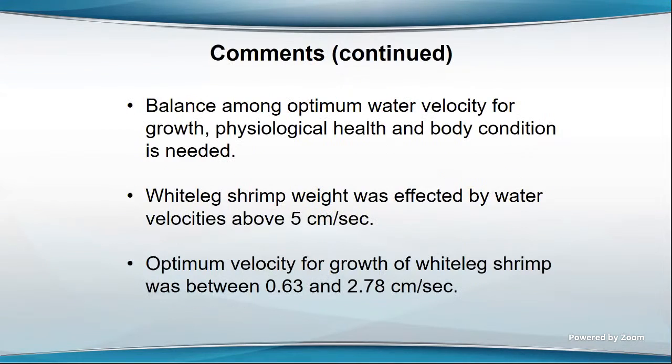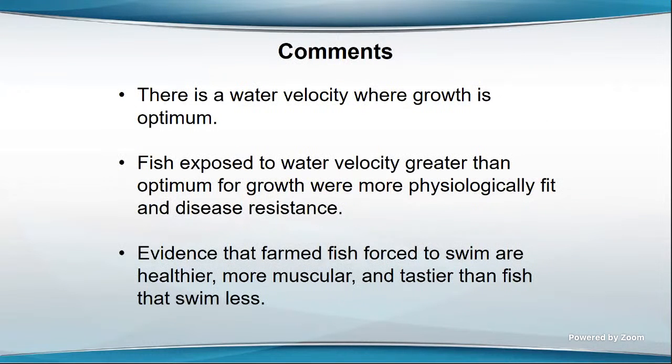There's a water velocity where growth is optimum. Fish exposed to water velocity greater than optimum for growth are often more physiologically fit and disease resistant. So making them swim against the current may have some benefit in the quality of the meat and disease resistance, and they may even taste better. But if you get too much water velocity, they're going to have to spend so much energy against it that it's not going to be beneficial.